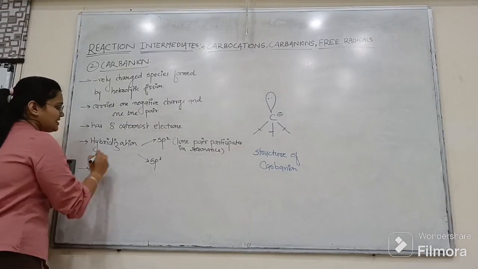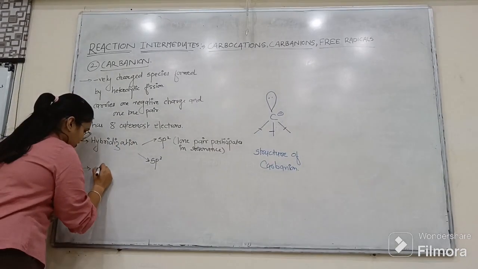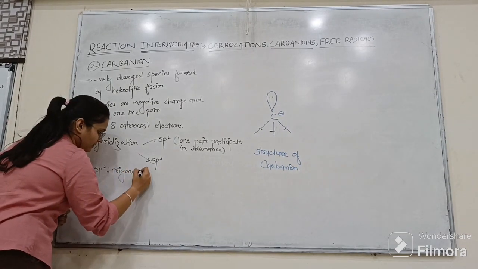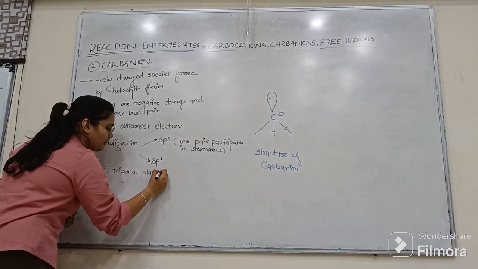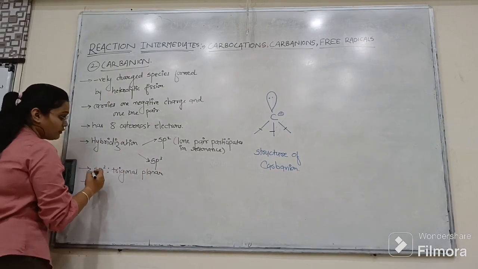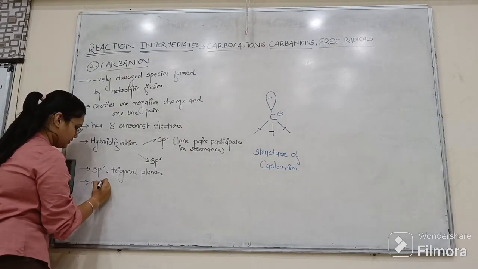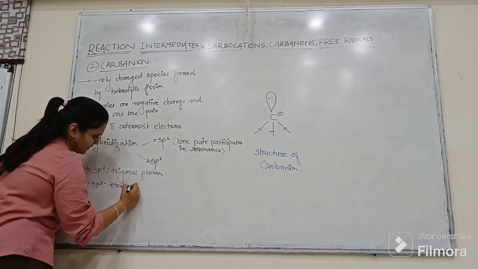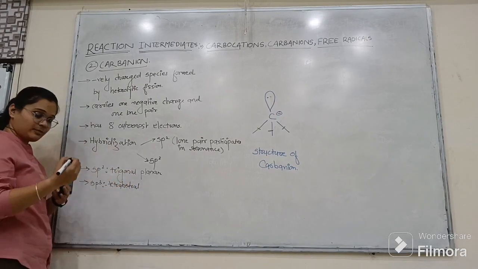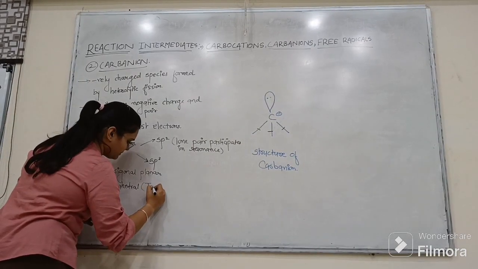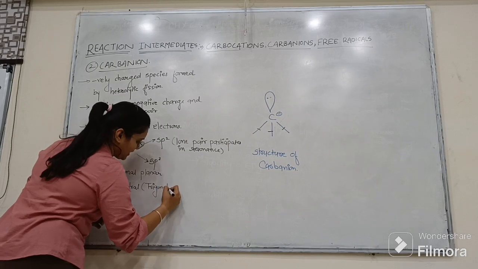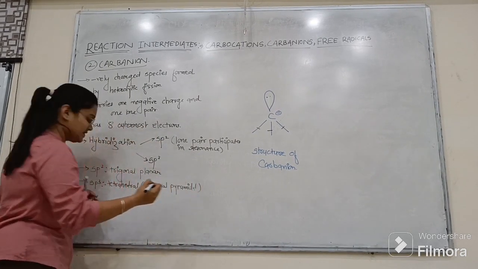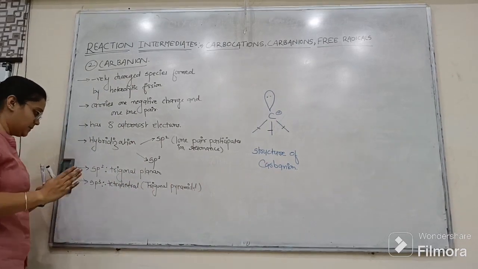Now, when there is sp2 hybridization, the shape will be trigonal planar, and for sp3 the geometry will be tetrahedral, or more probably trigonal pyramidal. So this is the case when the hybridization is sp3.